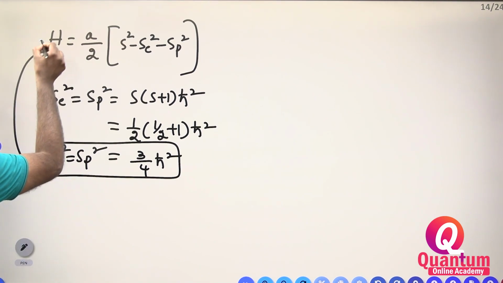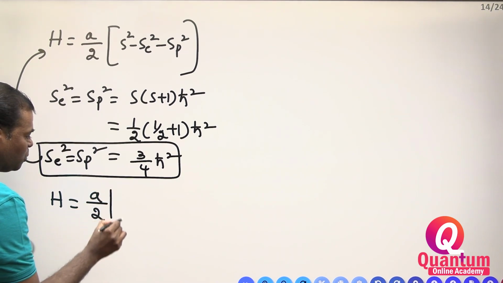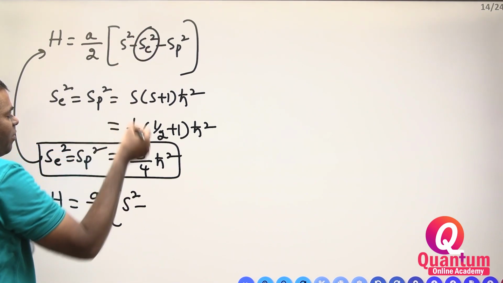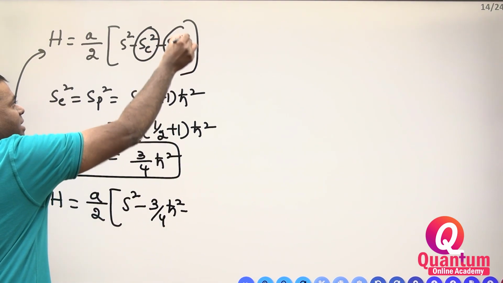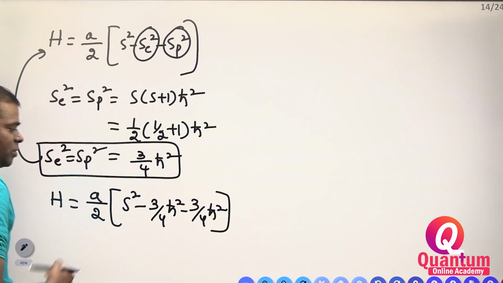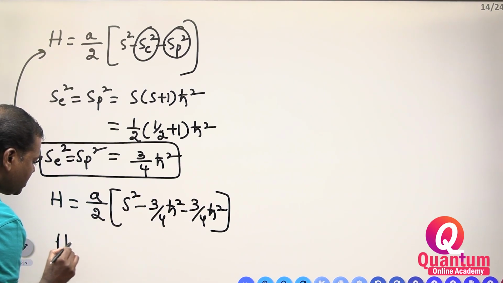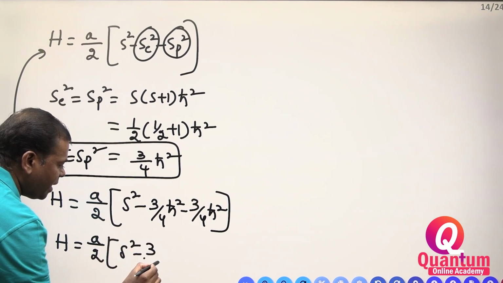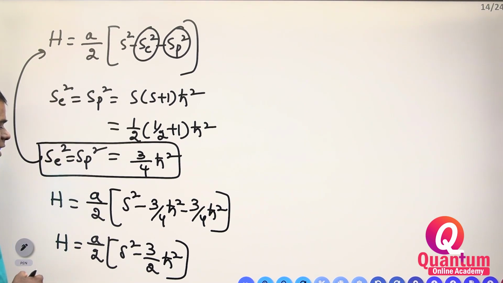Now again you have to substitute, instead of H is equal to A by 2 into S square minus Se square: 3 by 4 H cut square, and Sp square is also 3 by 4 H cut square I am writing. Now you add 3 by 4 plus 3 by 4. H is equal to A by 2 into S square minus 3 by 2 H cut square.